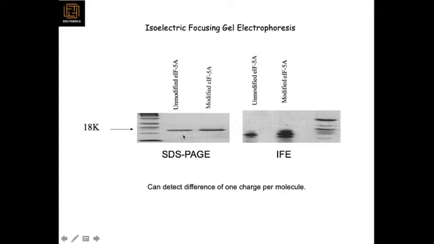So this is SDS PAGE, it looks like this, but in IEF it's more prominent. You can see much better the E alpha, the modified and unmodified one. We can see a direct difference of 1 charge per molecule. More is possible in that case.